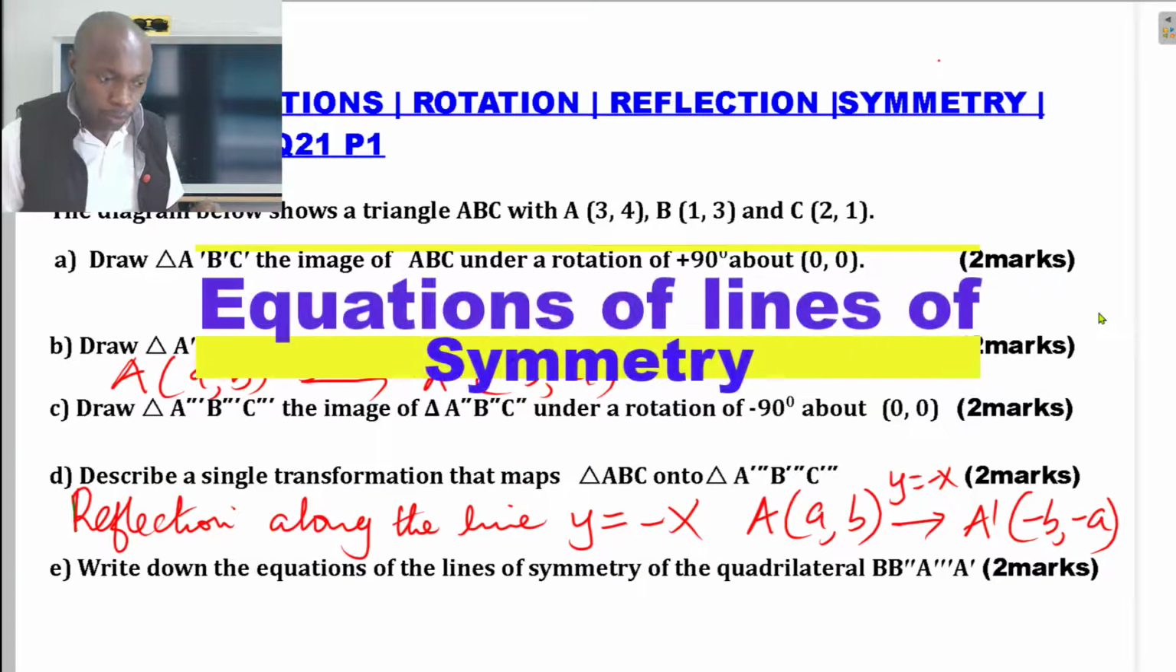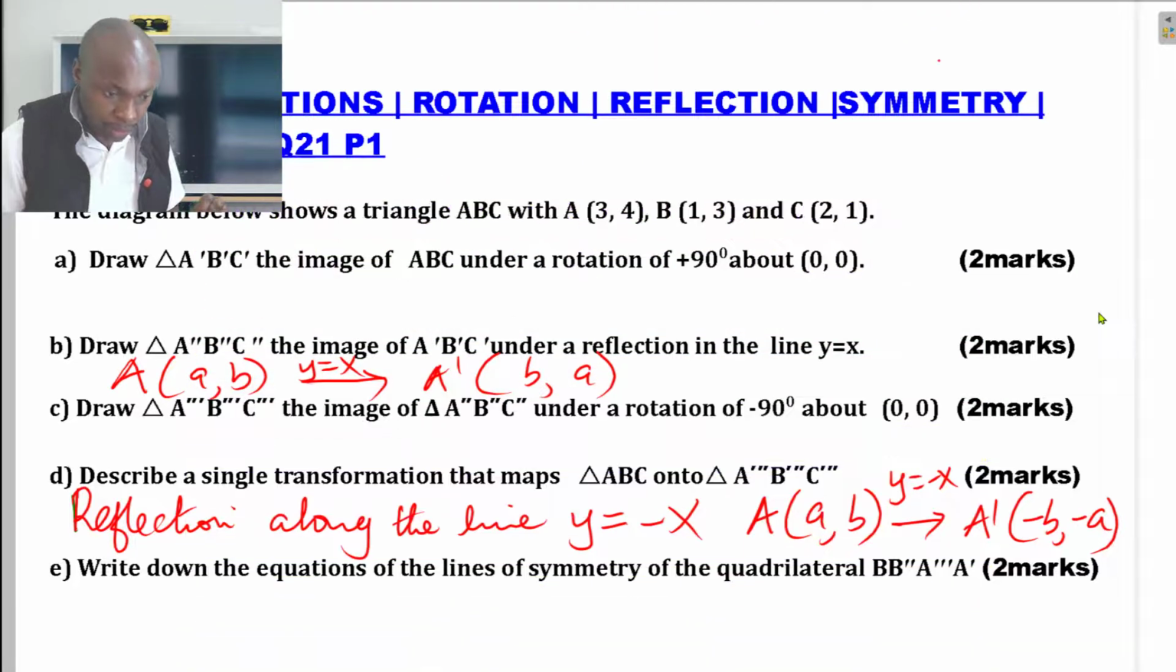Part 5 of the question, write down the equations of line of symmetry. These are lines of symmetry of the quadrilateral B, B double prime, A triple prime, A prime. So that is the quadrilateral that we need to join. We need to join those points to come up with that quadrilateral: B, B double prime, A triple prime, and A prime. So let's go to the diagram and join them to see.